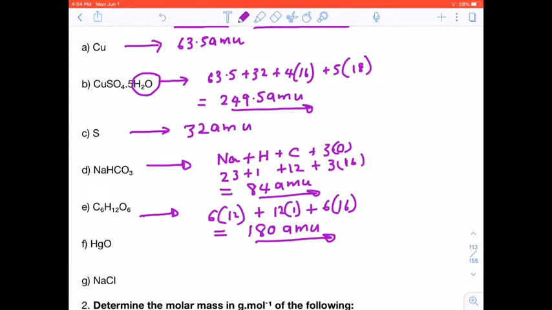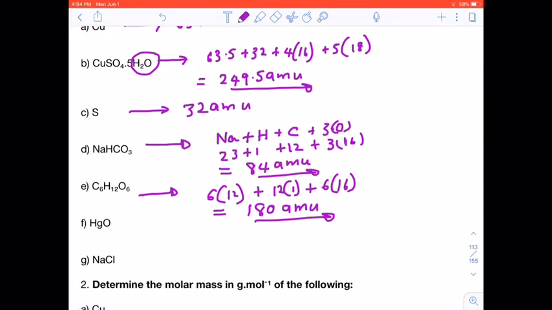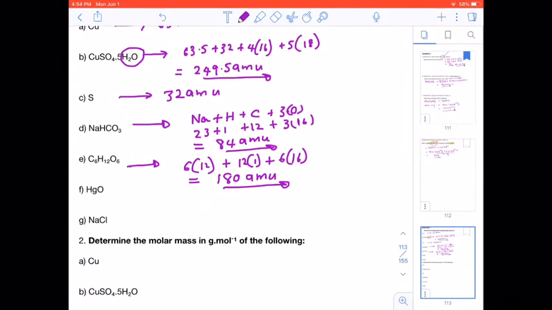So what am I saying here? I am saying one molecule of C6H12O6, right, has a mass of 180 atomic mass units. All right, let's look at mercuric oxide. Mercury oxide is, okay, mercury is not a very common element in the sense that we don't know its mass. Let's go and see what its mass is, right?